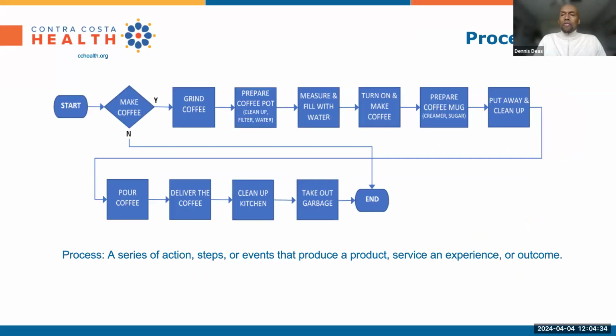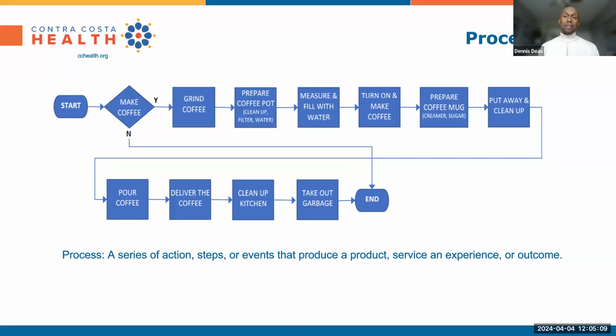Roberto talked about a process map. Now, a process map is a series of steps, normally in the order that they occur. So in here, make coffee, grind the coffee, prepare the coffee pot, measure and fill with water, turn on and make the coffee, prepare a mug, and you see how the arrows go across. It's almost linear, or you could go horizontal, but it's almost step by step. And it's a little bit more detailed with respect to the actual process step.